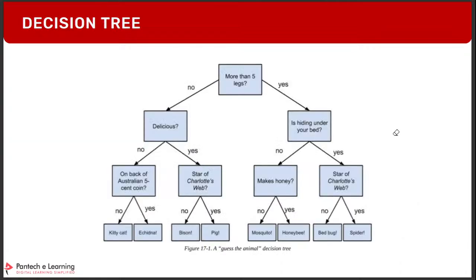Okay, I'll tell you with another example. See here, and go with these questions. It is actually a guess-the-animal decision tree. It's a game, an English language game. You want to predict this animal, you are going to guess it, whether it has more than 5 legs. If it is yes, then you want to answer this question, whether it's hiding under your bed.